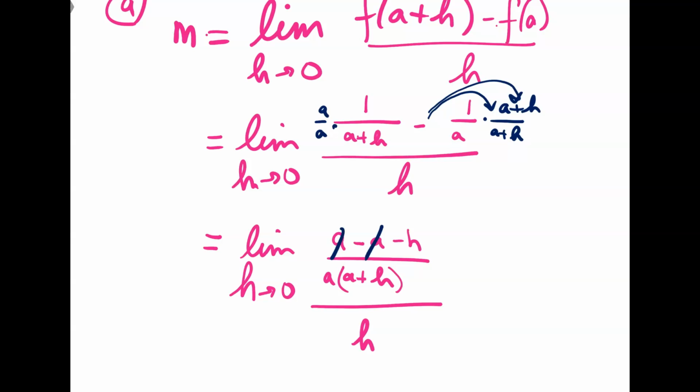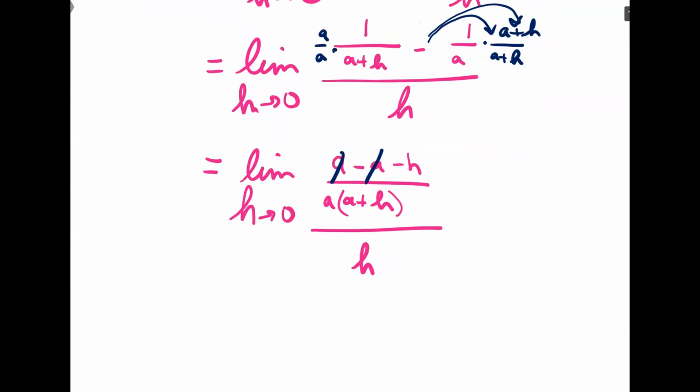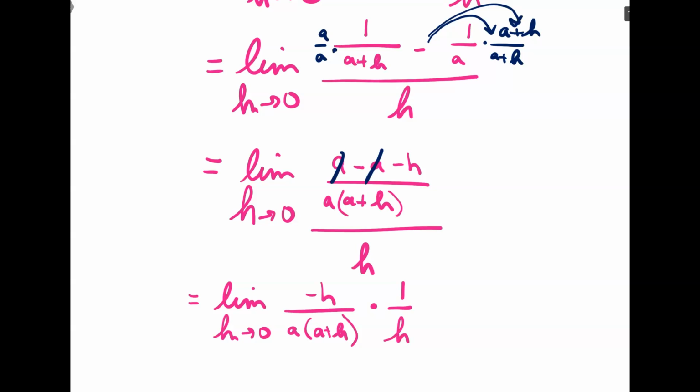And I would like to rewrite this just so it looks a little simpler, so maybe you can see what the next step should logically be. So I have negative h over a times a plus h. Instead of dividing by h, I will multiply by its reciprocal, 1 over h. And guess what happens here?